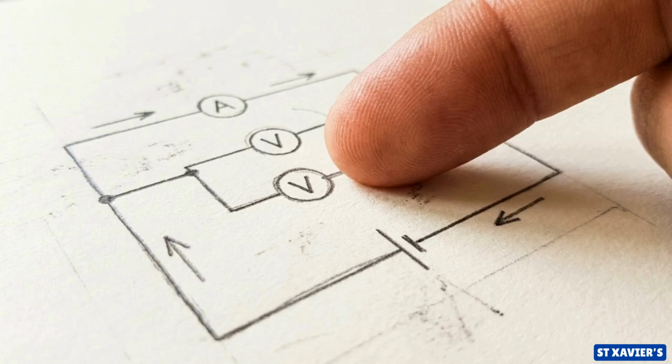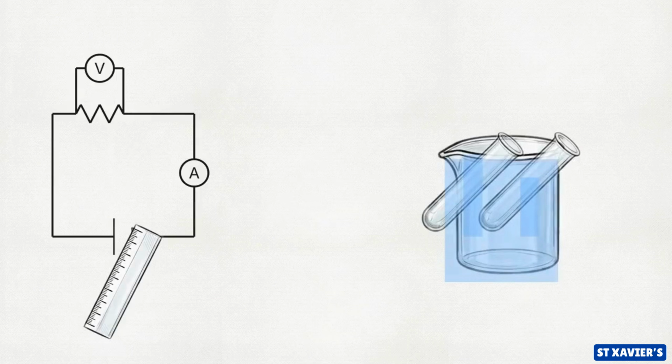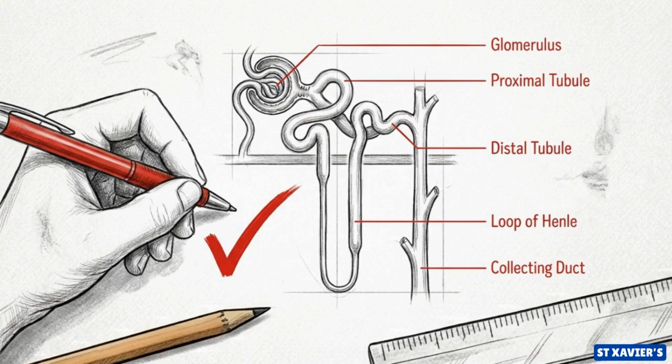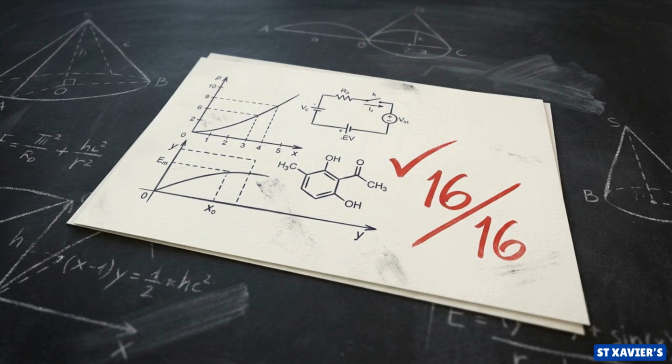Before moving to the next page, do a final sweep of your drawing. Check every directional arrow and verify that your physical proportions match the chemical or mathematical reality. Executing a perfect rules-based diagram serves as undeniable visual proof of your scientific competence. It locks in up to 16 points before the examiner even reads a single written answer.